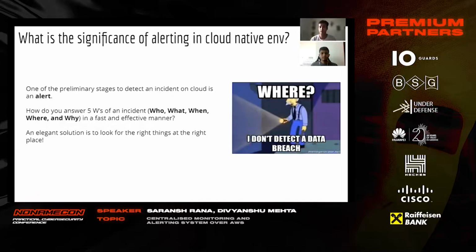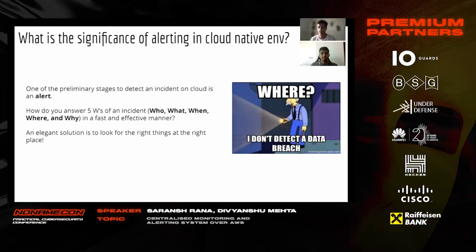So now, as we were talking about alerts, we'll be talking about the significance of alerts in cloud native environments. Let's say we want to detect any sort of incident that is happening on the cloud at any given period of time. One of the preliminary stages of any incident is to check this particular alert, because it helps you answer the 5 Ws: who did it, what did it, when did it happen, where did it happen, and why did it happen.